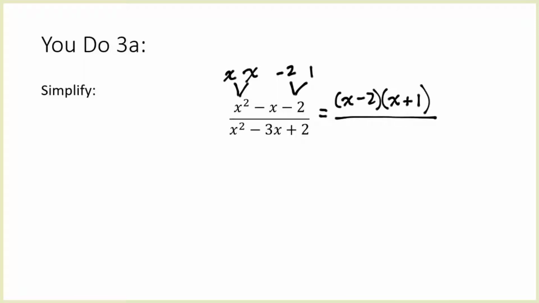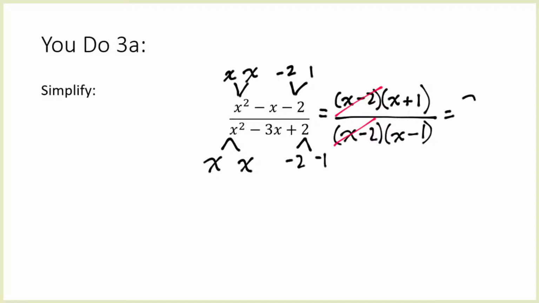On the bottom here, I'm going to factor this guy. Remember, I have positives on the outside and a negative b term here in the middle, which means these ones on the outside have to both be negative. So that'll be x minus 2, x minus 1. And I can cancel these x minus 2's, and I'll be left with x plus 1 over x minus 1.